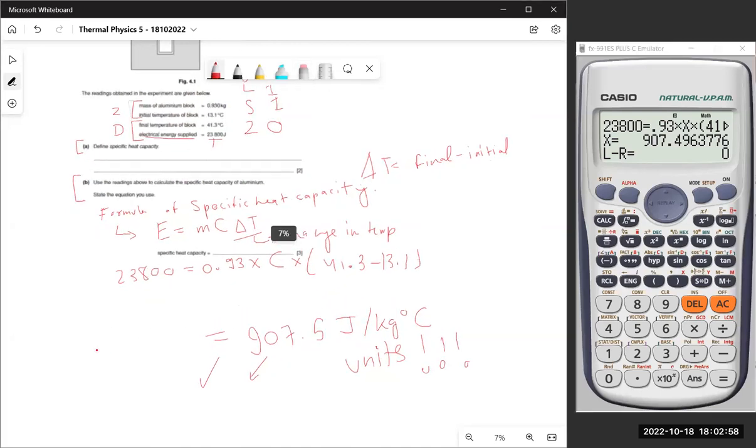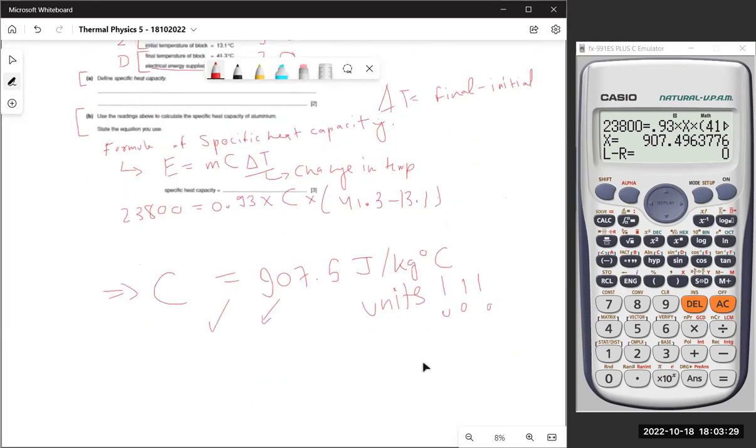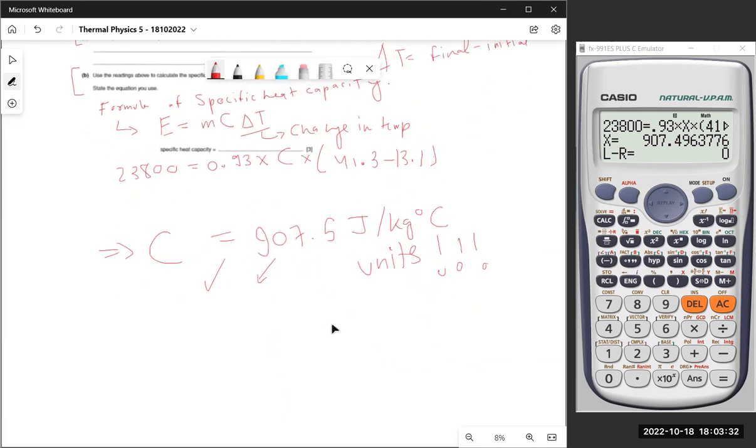What I did was I subtracted 41.3 from 13.1, and then I multiplied it with 0.93, and then I divided the total from 22,380. Right, that's perfect. But in the exam, you'll not have so much time, especially in MCQ. You have 1 minute for one question. So you'll have to use some tricks or some methods to get the answer quicker. Fine. So I want you to do it the way you did right now.